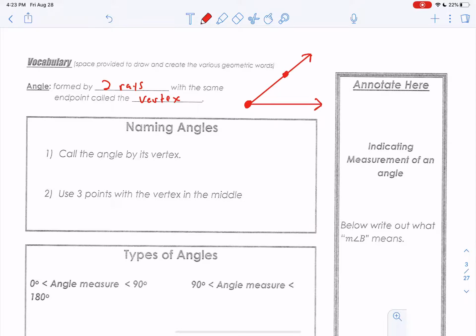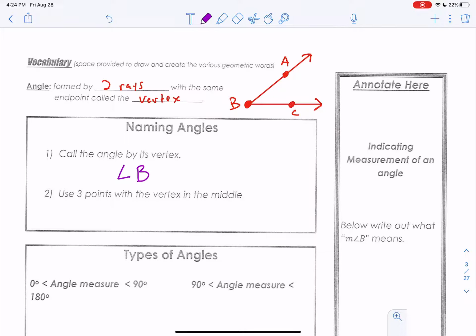If I call this point A, this one right here B, and this one C, the endpoint that they have in common right here is what's called the vertex. So B is the vertex of this angle. Now, as far as naming angles, we can do this one of two ways. We can name it by its vertex. The vertex of this angle is B, so I use this little crooked L, that's the symbol for angle, and I can call this angle B.